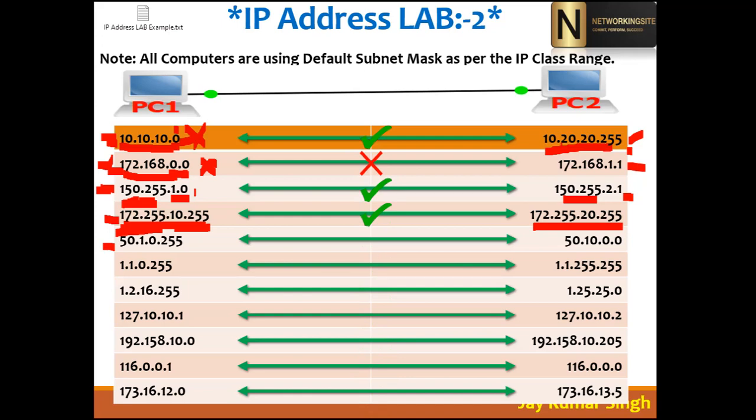50.1.0.255. What is the problem in this? This IP belongs to which class? Sorry, it will work. It is class A.